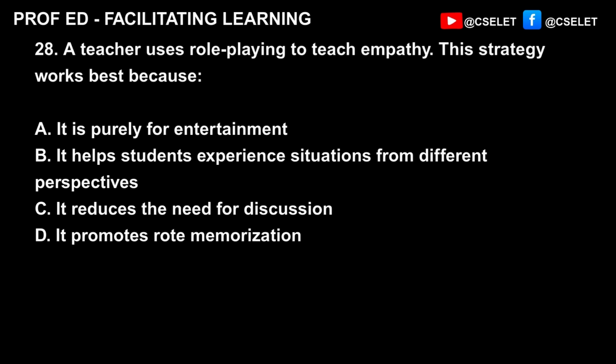A teacher uses role-playing to teach empathy. This strategy works best because A. It is purely for entertainment. B. It helps students experience situations from different perspectives. C. It reduces the need for discussion. D. It promotes rote memorization.